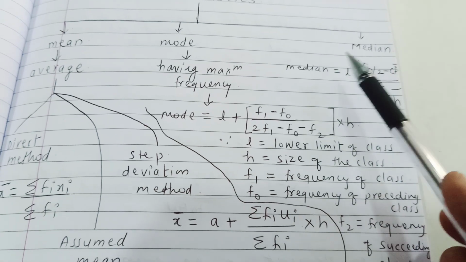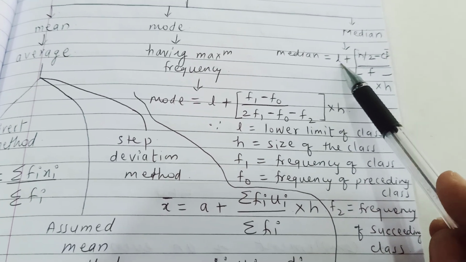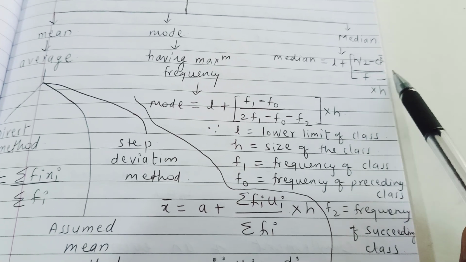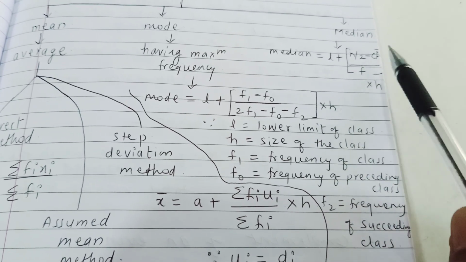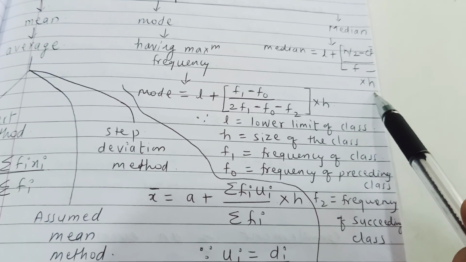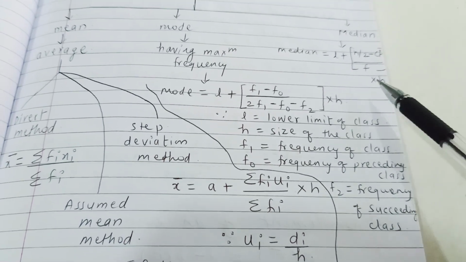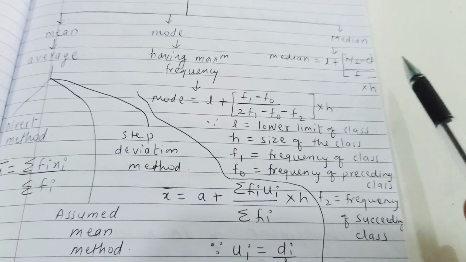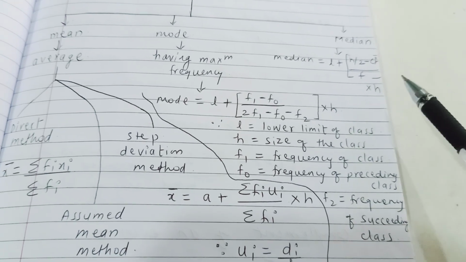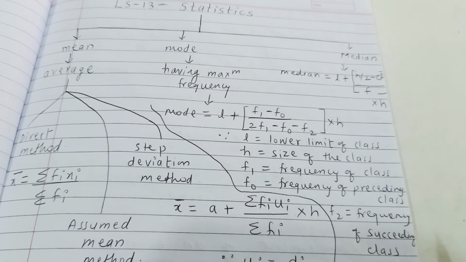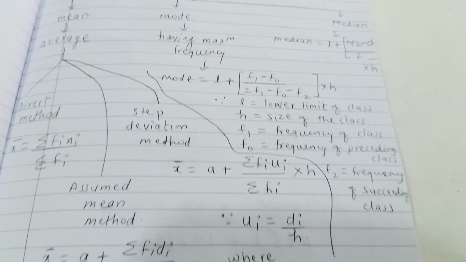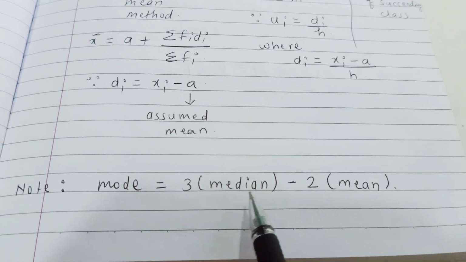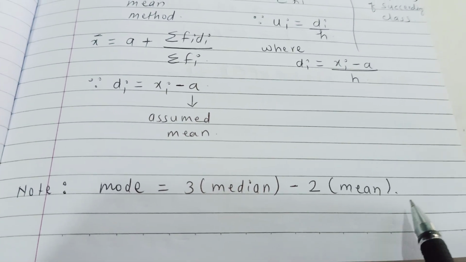And now that is median. Median is a very important thing. Median is equal to l + ((n/2 − cf) / f) × h, where cf means cumulative frequency. In this you have to remember that l is the lower limit, and n is the number of terms, whatever is given, so you can find out in this way. Clear? And one more thing, note that mode is equal to 3 median − 2 mean. That is a very important formula.